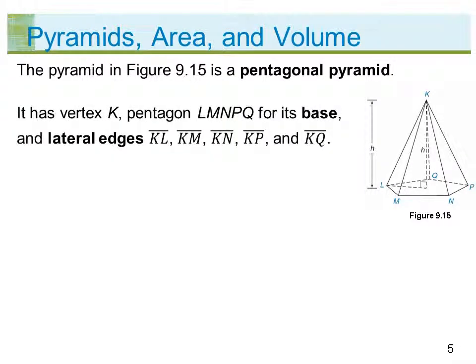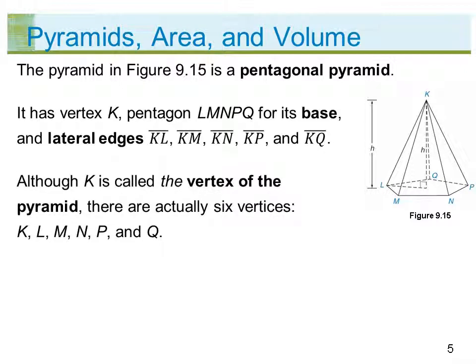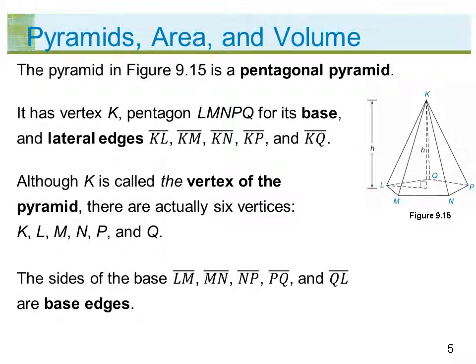It has vertex K, pentagon LMNPQ for its base, and lateral edges, segments KL, KM, KN, KP, and KQ. Although K is called the vertex of the pyramid, there are actually 6 vertices: K, L, M, N, P, and Q. The sides of the base, segments LM, MN, NP, PQ, and QL, are base edges.